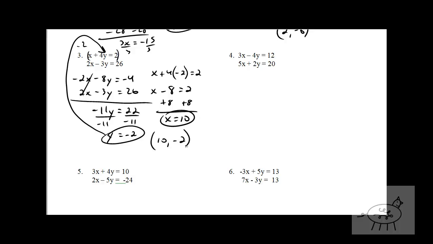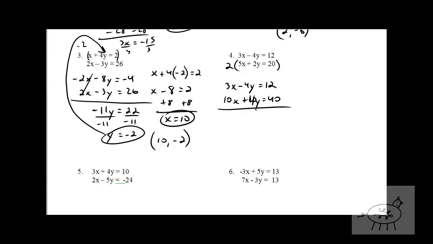The next one, again, I see the 3 and the 5 there. Can't really do too much, but I've got that 4 and the 2, so I just need to make this one positive 4, so I multiply this one by 2. That would give me negative 4y and then positive 4y. So we got 3x minus 4y equals 12, and 10x plus 4y equals 40.